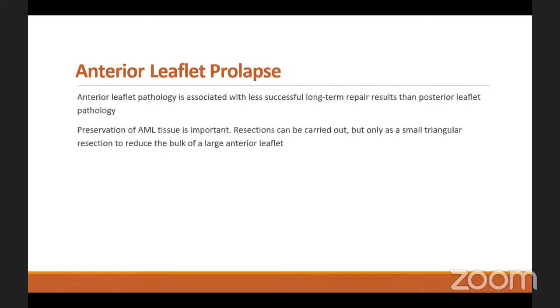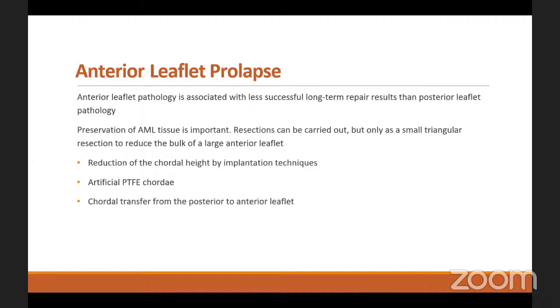First, anterior pathology is associated with less successful repair than the posterior leaflet. Preservation of the anterior leaflet is important. Resection can be done, but only a small area of triangular resection to reduce the large bulk of the anterior leaflet. Then we will deal with the chordae. Either we do reduction of the chordal height by implantation technique, or we can use artificial chordae, which is the most common technique used. We can also do chordae transfer.